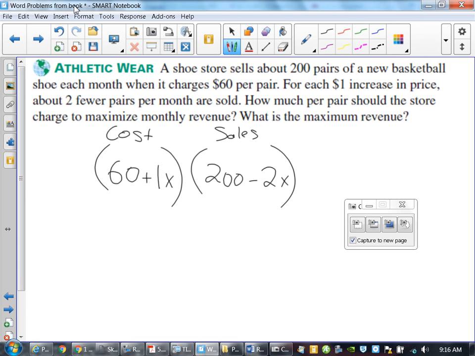Sir? So X is not like cost, it's not how many pairs or something, it's more like the multiplier. It's how many times it has been increased or decreased. That's all. That's what I'm trying to do. I'm really trying to hammer that point down here.